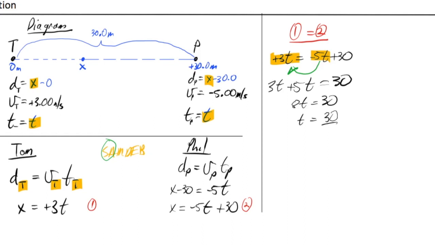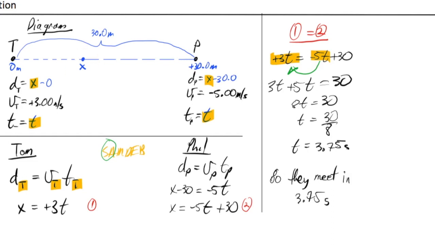So t is equal to 30 divided by 8, because again, 8 is attached through multiplication. The opposite of multiplication is division. So our time is 3.75 seconds. So therefore they meet in 3.75 seconds. The next part is that we have to figure out where. And that where refers to x.